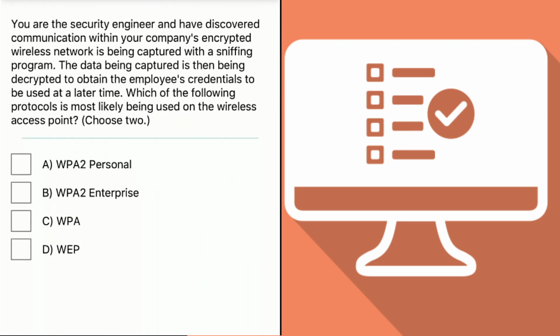Alright, last question for today. You are the security engineer and have discovered communication within your company's encrypted wireless network is being captured with a sniffing program. The data being captured is then being decrypted to obtain the employees' credentials to be used at a later time. Which of the following protocols is most likely being used in the wireless access point? Choose 2. A. WPA2 Personal. B. WPA2 Enterprise. C. WPA. D. WEP. What do you think is the best answer here?